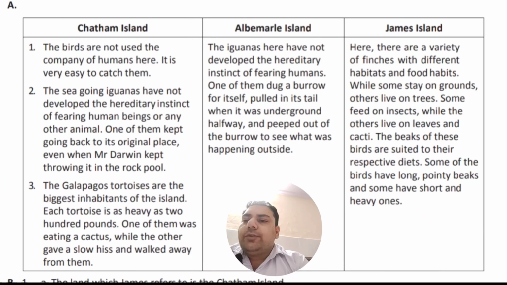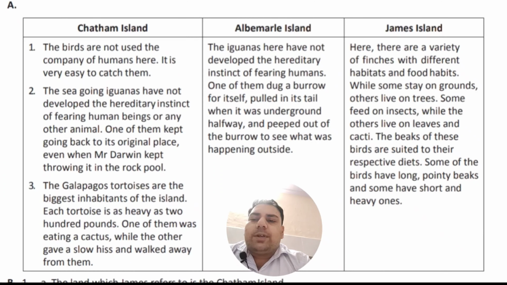The birds are not used to the company of humans here. It is very easy to catch them, so they were not aware of human beings. The sea-going iguanas have not developed the hereditary instinct of fearing human beings or any other animal. No human being had visited there, and that is the reason the animals do not fear human beings. And one of them kept going back to its original place, even when Mr. Darwin kept throwing it in the rock pool.